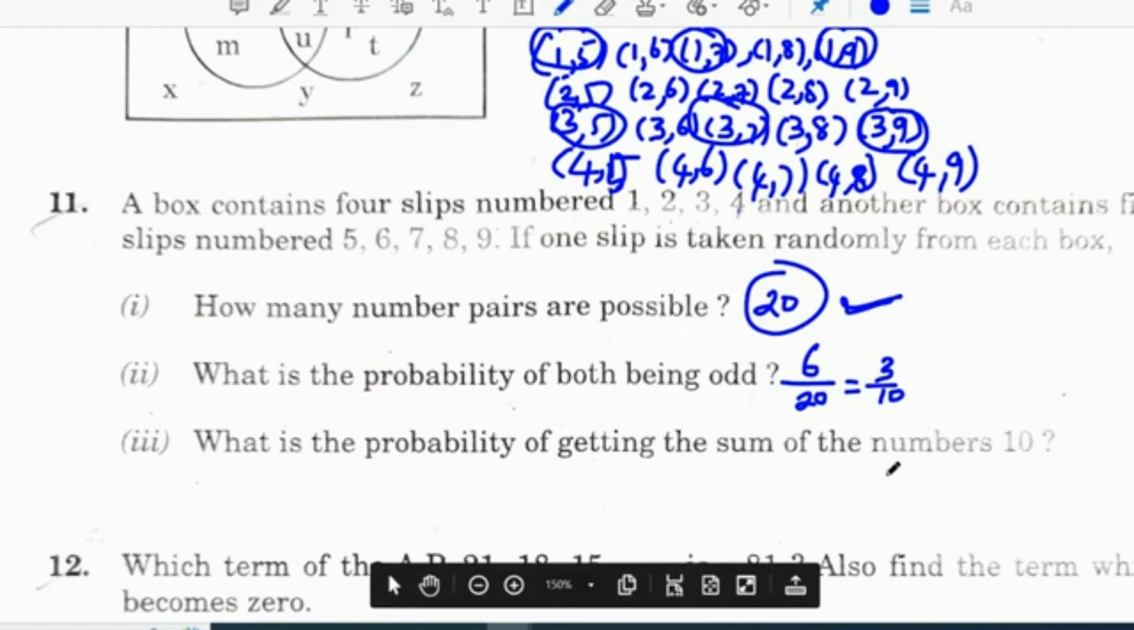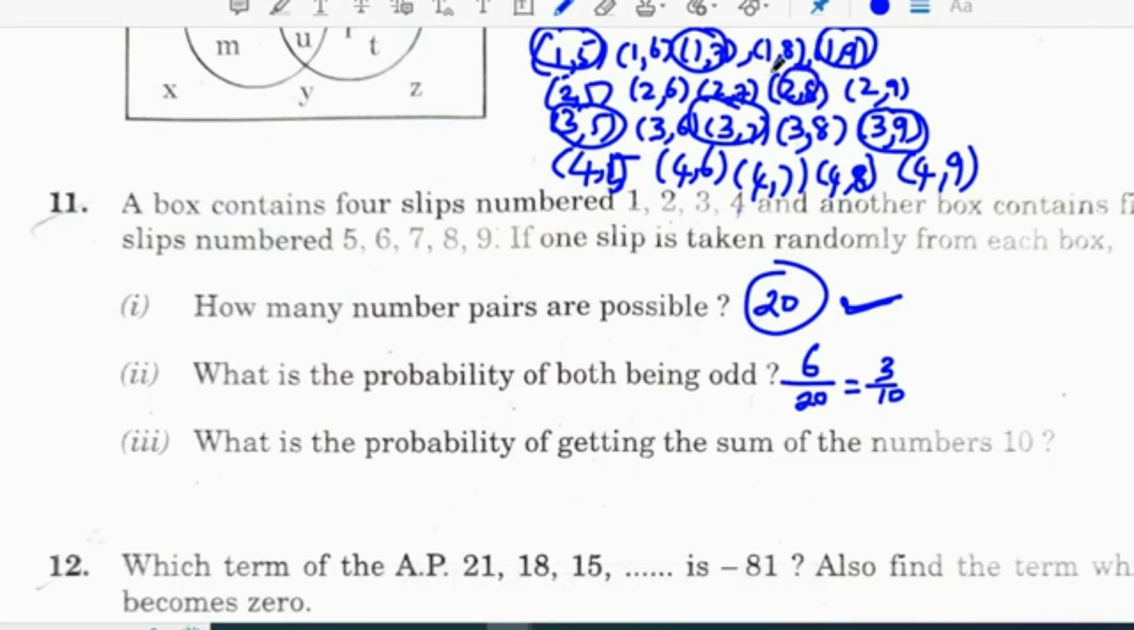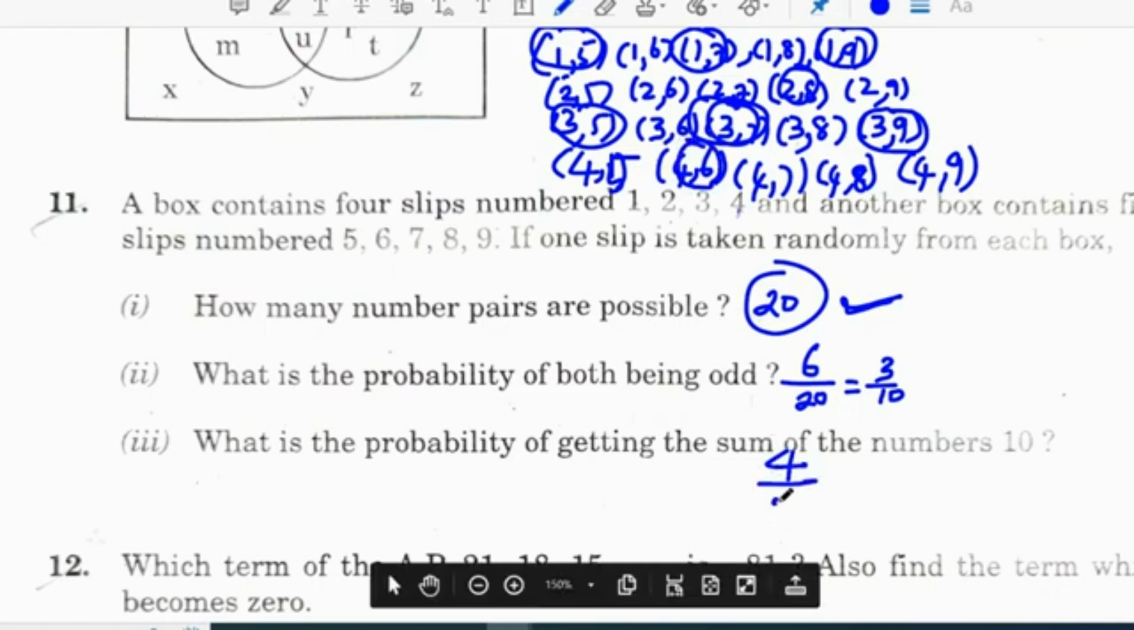What is the probability of getting the sum of numbers 10? We'll add: 1 plus 9 is 10, then 8 plus 2 is 10, then 7 plus 3 is 10, 6 plus 4 is 10. So totally 4 favorable outcomes out of 20. So the answer is 1 by 5.